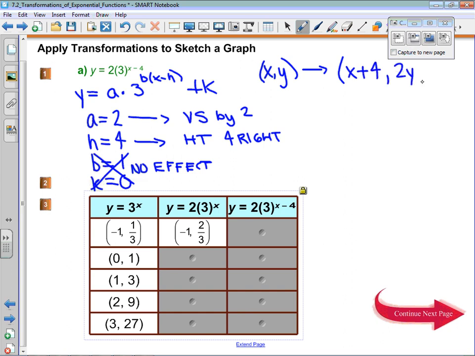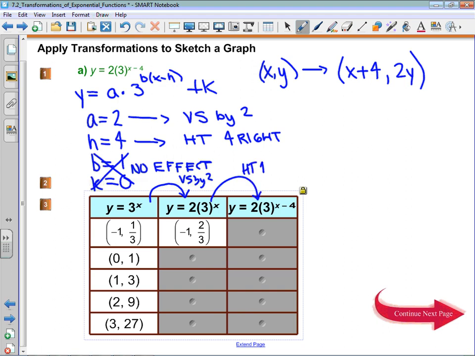And what they do in the notes here, and I don't mind it, we've seen this before, is that they do it piece by piece. From the first column to the second column is just the vertical stretch by 2, and then the second column to the third column is going to be our horizontal translation 4 to the right. And there's nothing wrong with doing that. If nothing else, it re-emphasizes that you have to make sure that you do stretches and reflections before translations. Now, there aren't any reflections, but you still have to do the stretch before the translation.